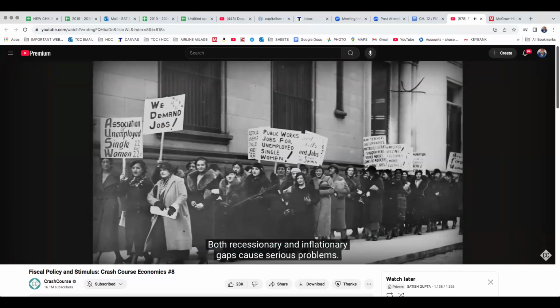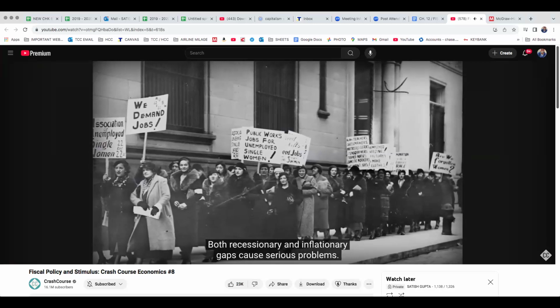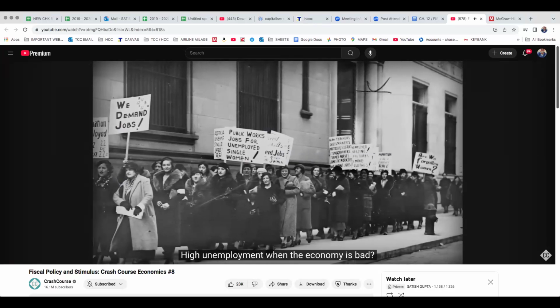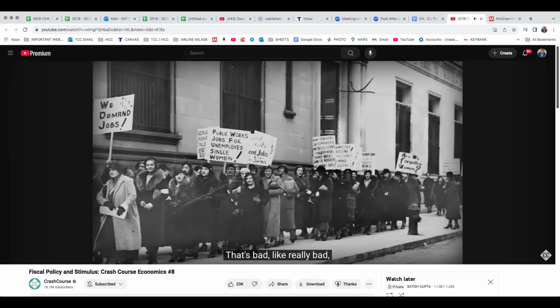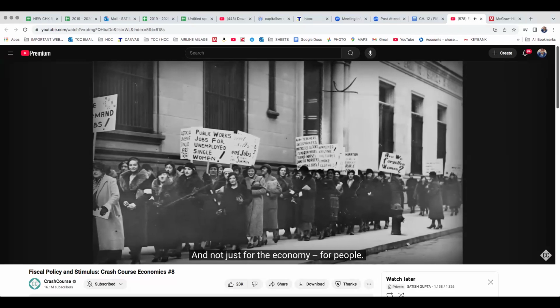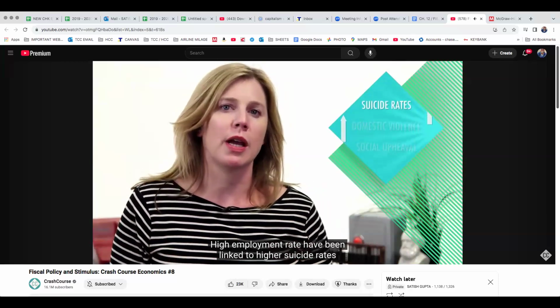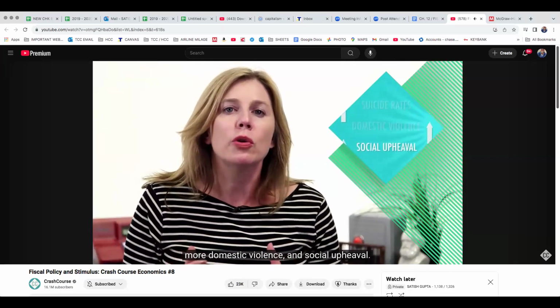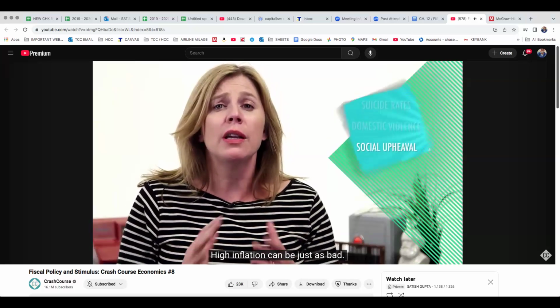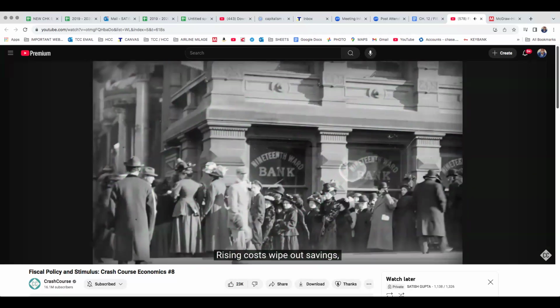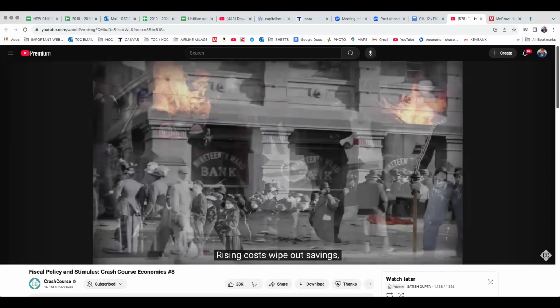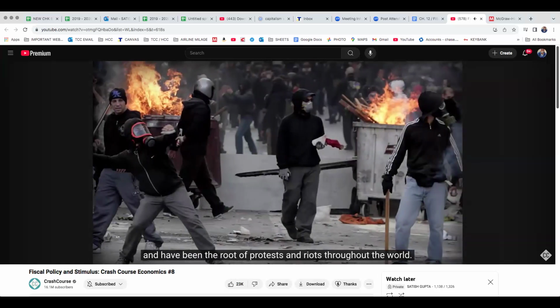Both recessionary and inflationary gaps cause serious problems. High unemployment when the economy is bad, that's bad, like really bad. And not just for the economy, for people. High unemployment rates have been linked to higher suicide rates, more domestic violence, and social upheaval. High inflation can be just as bad. Rising costs wipe out savings and have been the root of protests and riots throughout the world.